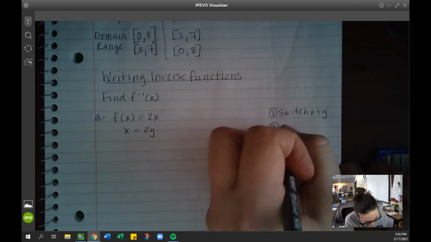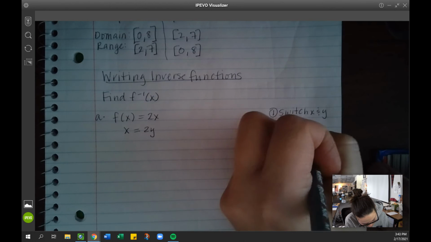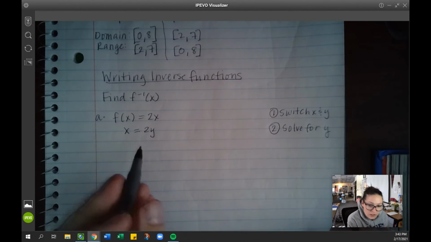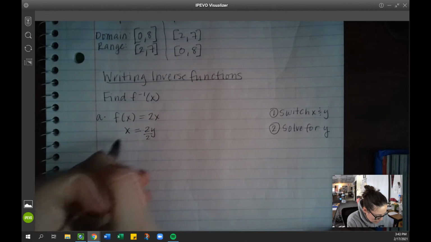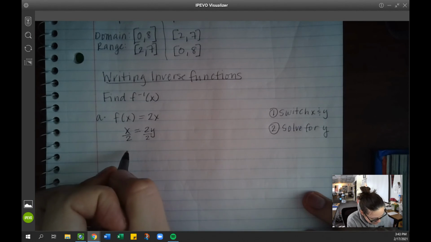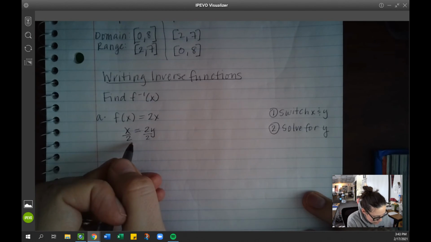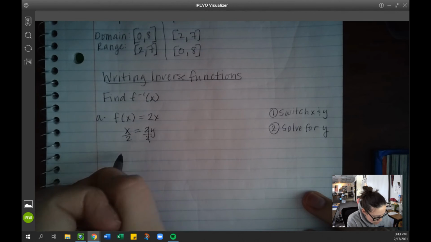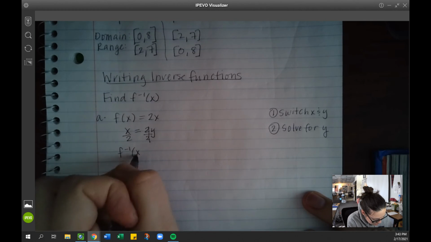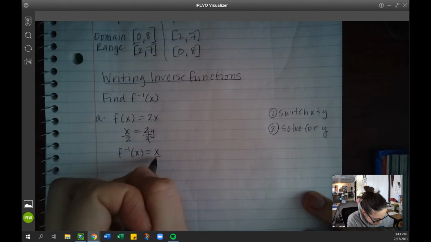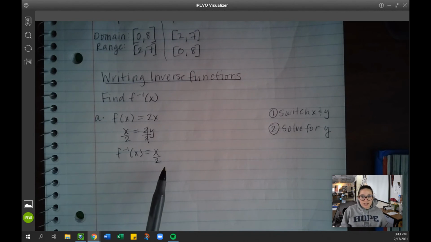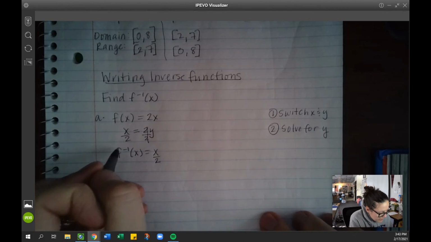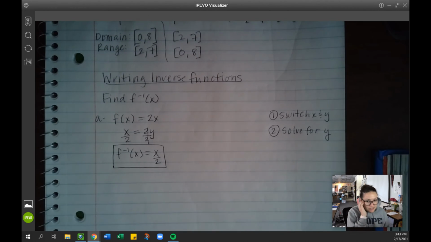Step 2 is to solve for y. So to solve for y, I'm going to divide by 2 on both sides, and I have x over 2. y equals x over 2. So f inverse is x over 2. And you can see here, instead of multiplying by 2, I'm dividing by 2 because multiplication and division are inverse operations of each other.